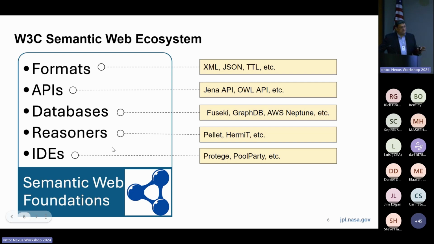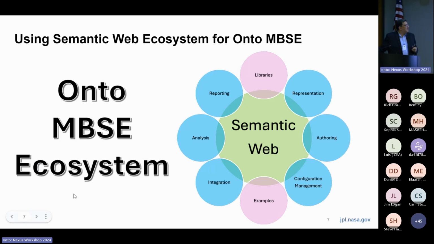And fortunately, the semantic web stack, the one that I presented in the previous slide, has a lot out of the box already for you. For example, these technologies that are mentioned already exist and they're open source. What we did is we took that as our starting point. However, we realized that we need more for this kind of ecosystem to be usable for MBSE.